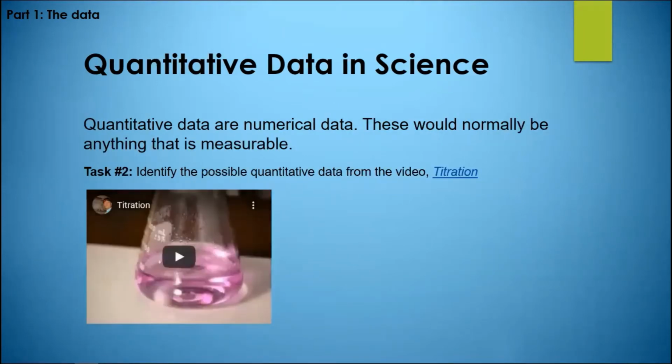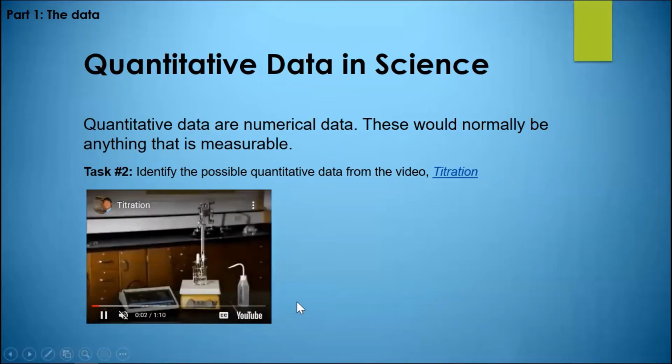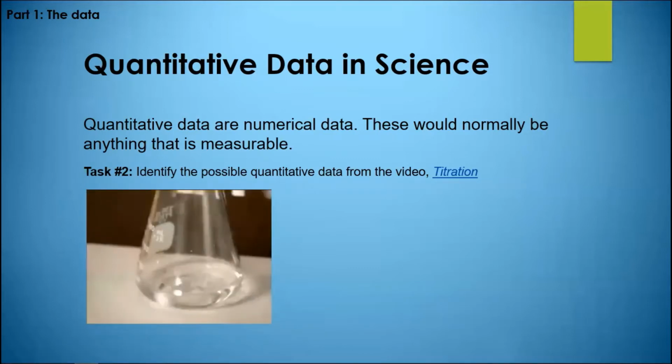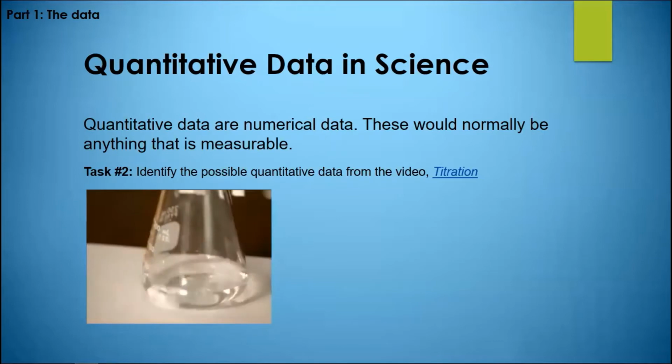Okay. Quantitative data in science. Quantitative data, or numerical data, would normally be anything that is measurable. If you look at this titration video, the teacher is doing an acid-base titration. When we do titration, we always record the amount of the acid or base we use during the titration, and these amounts, the numbers, are considered quantitative data.